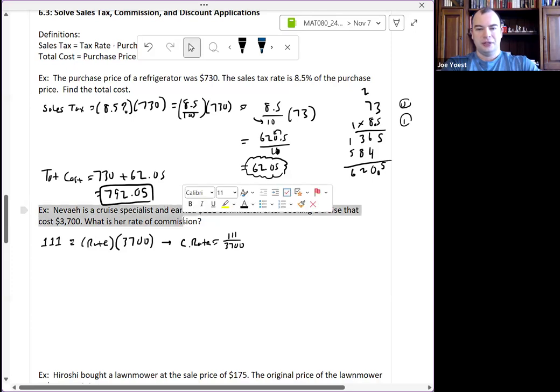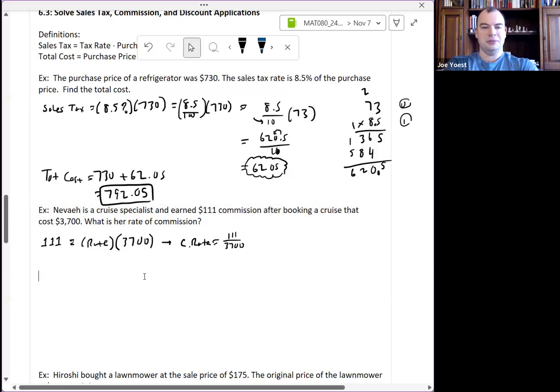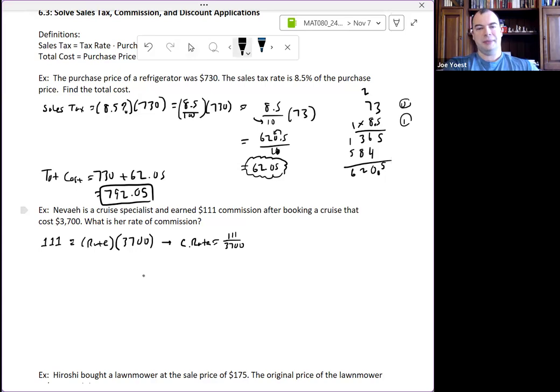Okay, and then our last example in this section. Nevaeh is a cruise specialist and earned $111 commission after booking a cruise that cost $3,700. What is her rate of commission? So here we're using that the amount of commission equals the commission rate times sales. And we can solve for the commission rate as 111 divided by 3,700.